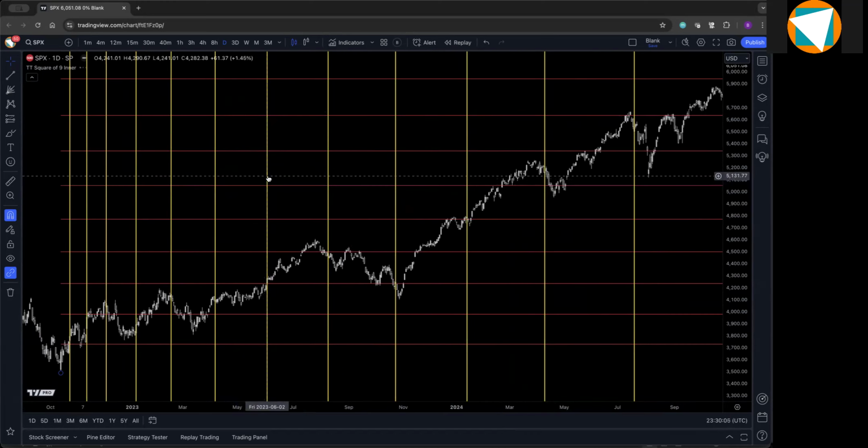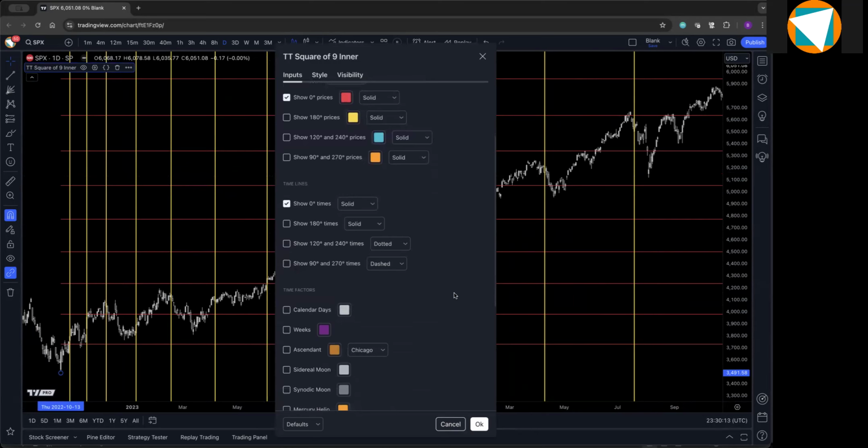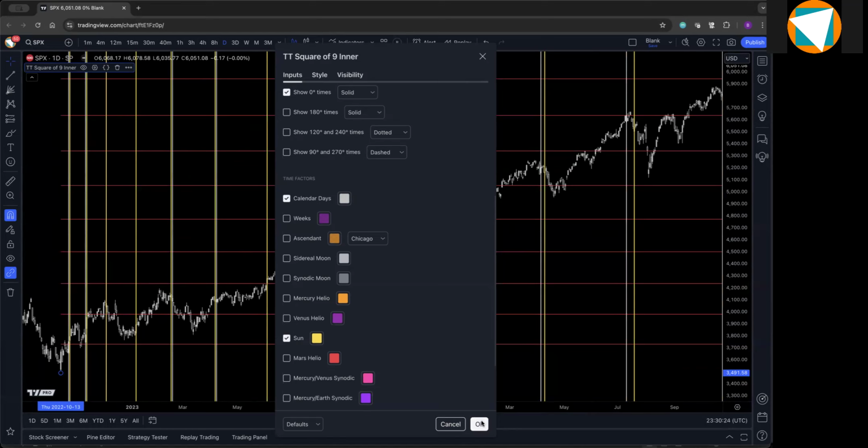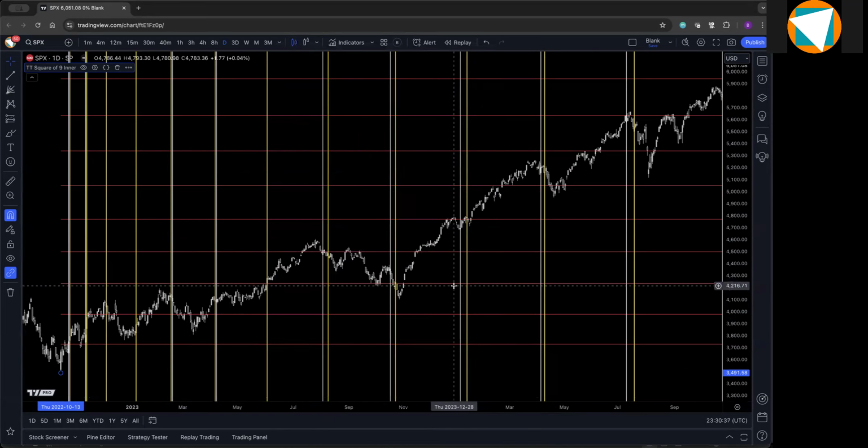There's no fiddling done. So let's do a little bit of fiddling with the settings to see if we can get some better hits here. So one of the things I like to experiment with is maybe calendar days. Calendar days is very similar to sun. I'll leave them both on. Of course, there's 365 days in the year and 360 degrees of solar movement in a year. So the lines are going to be very close together. So you can see how those look here. Again, very, very close to the result for the yellow sun lines.